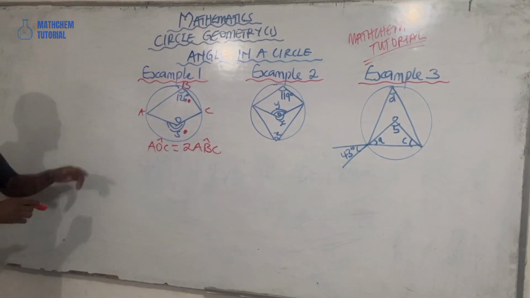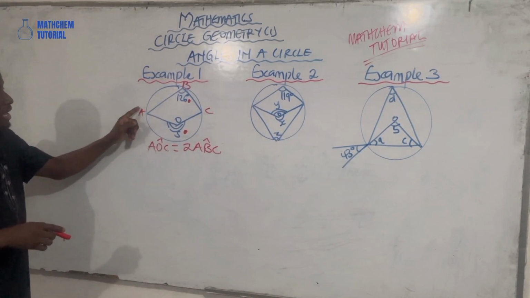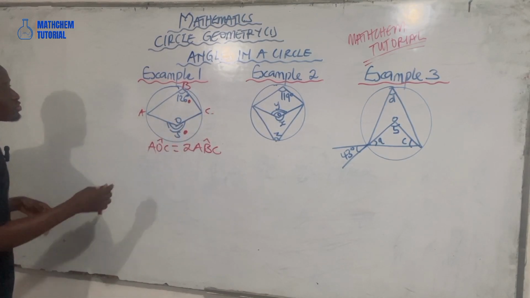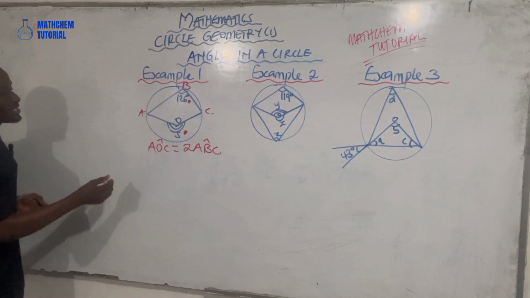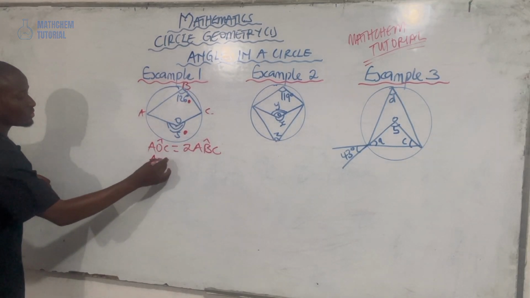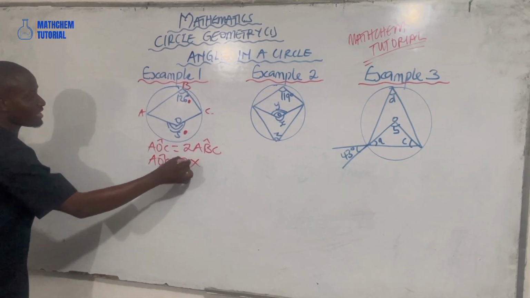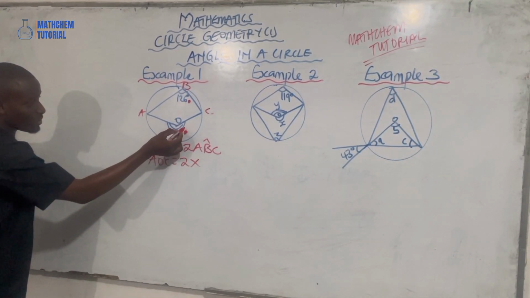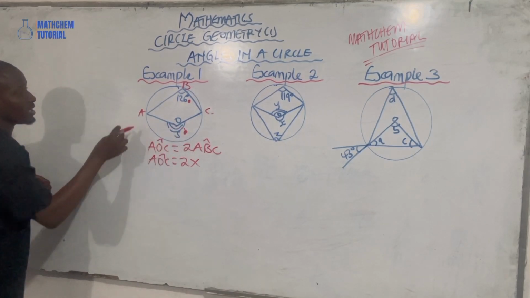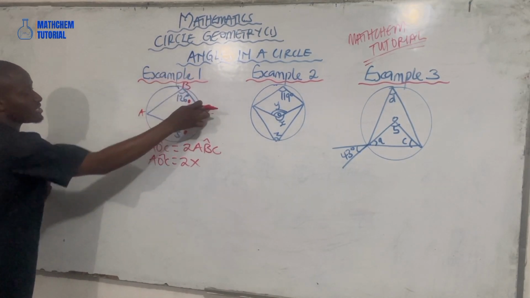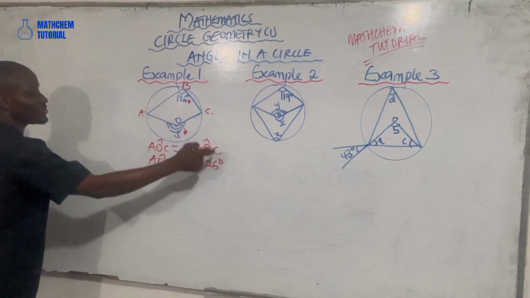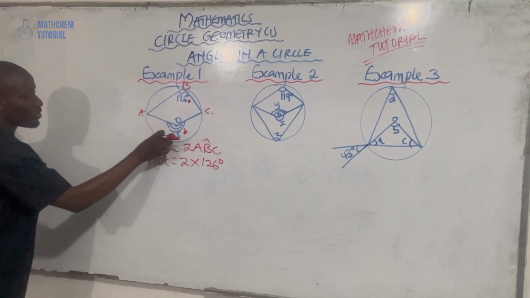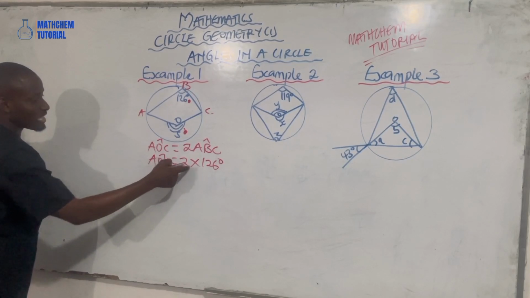So yes, angle AOC is equal to what? 2 of ABC. So angle AOC is equal to 2 times... Now I'm referring to this particular angle that we have here. Meaning that angle ABC is 126 degrees. So angle AOC is going to be 2 times what we have here.